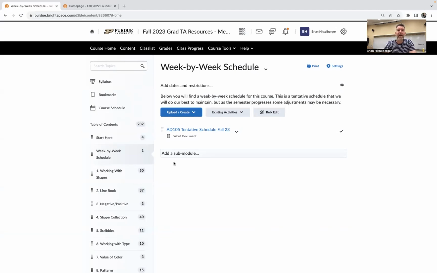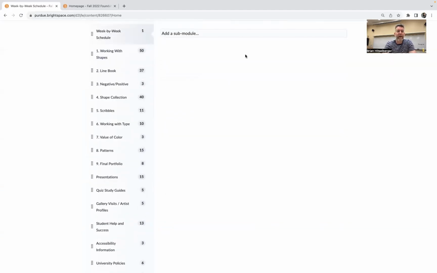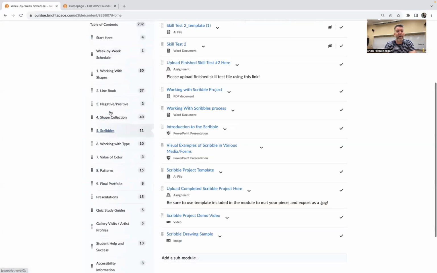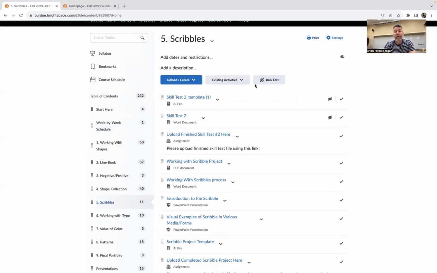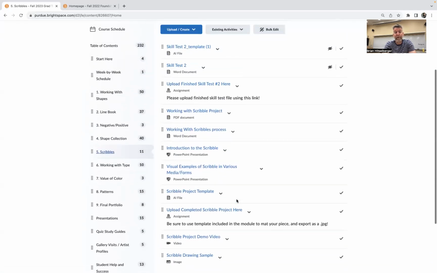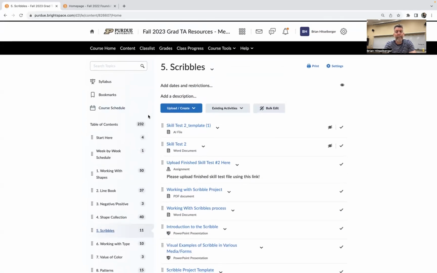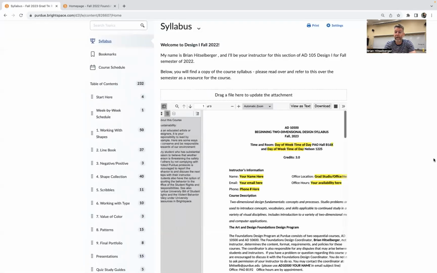But when you do that, basically your Brightspace will look exactly the same as all of this. So if you click on module number 5, you'll see all of these items. And these are helpful for your students and also you. So that's really, I think, the first step, setting up your course Brightspace. I also want to draw your attention to the syllabus here.